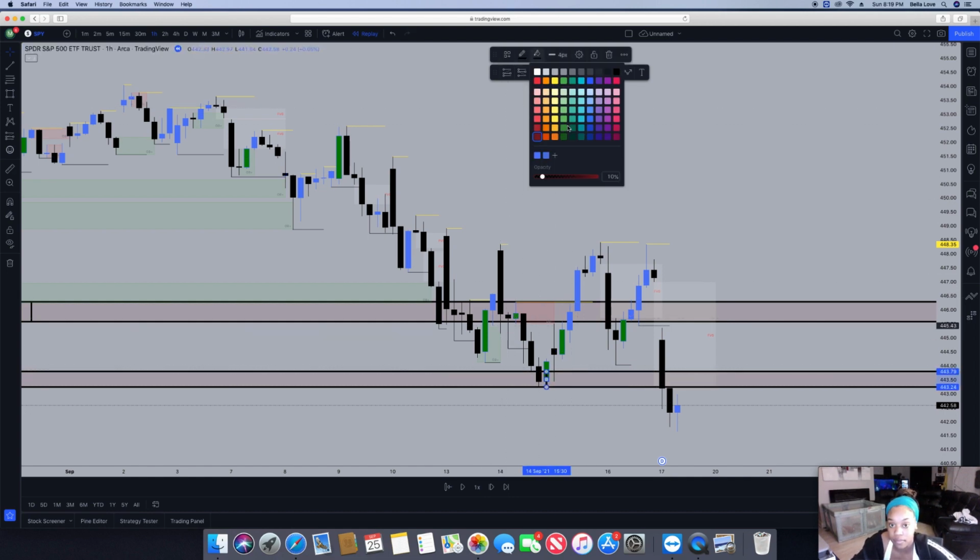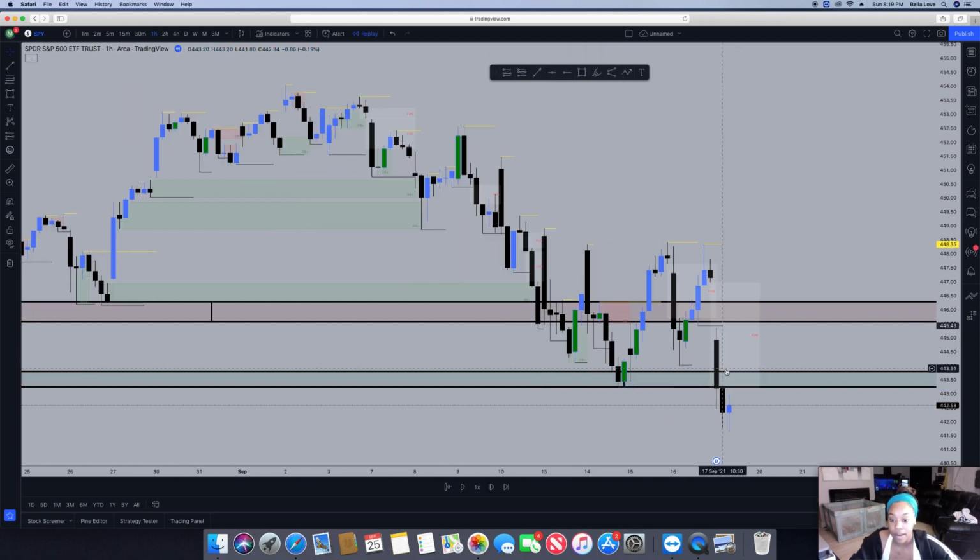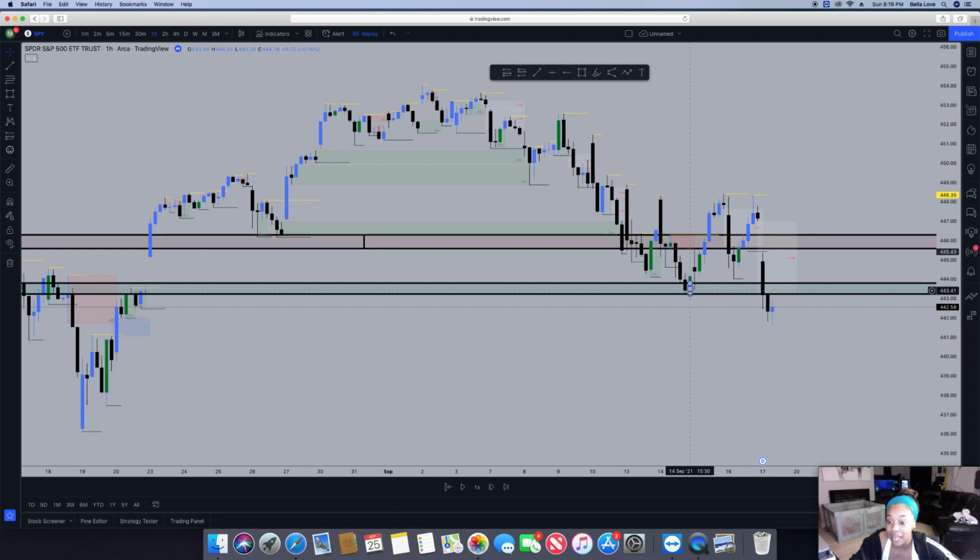You can see here, it broke the structure. There is liquidity all the way down there. This is on an hour time frame, so this is higher. When you add order blocks and you add liquidity, you add all of that, you're lit. And I don't even have the Strat numbers on here.